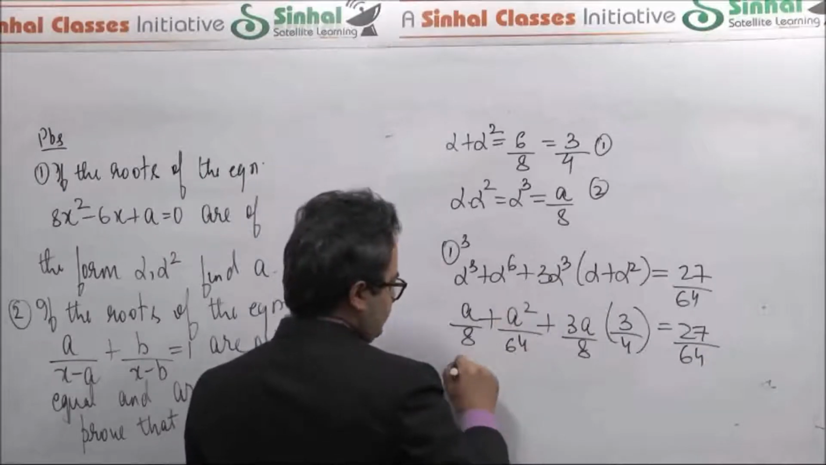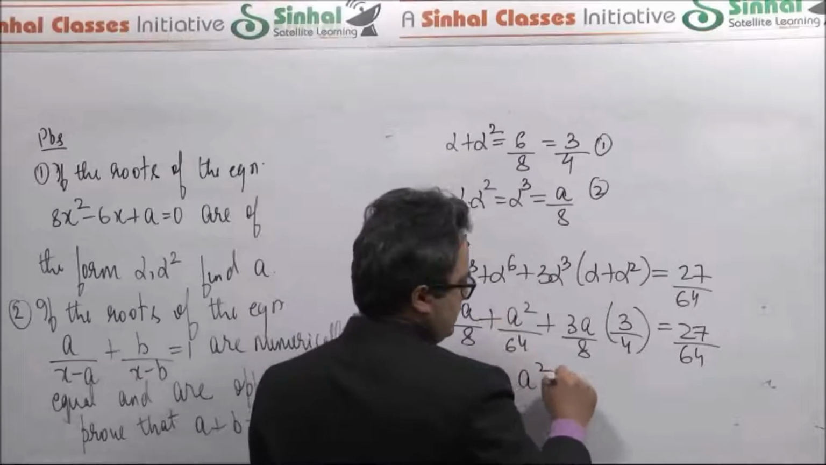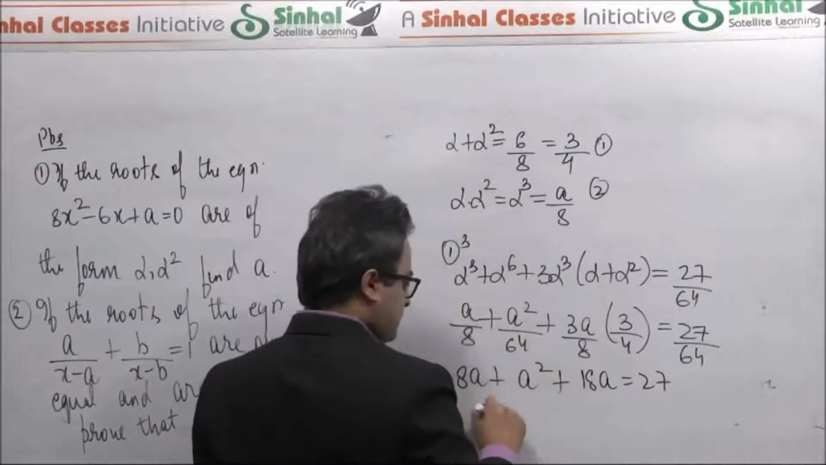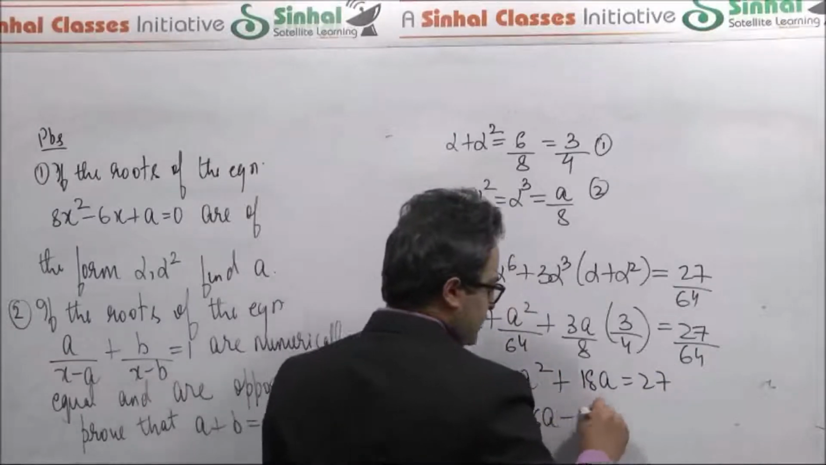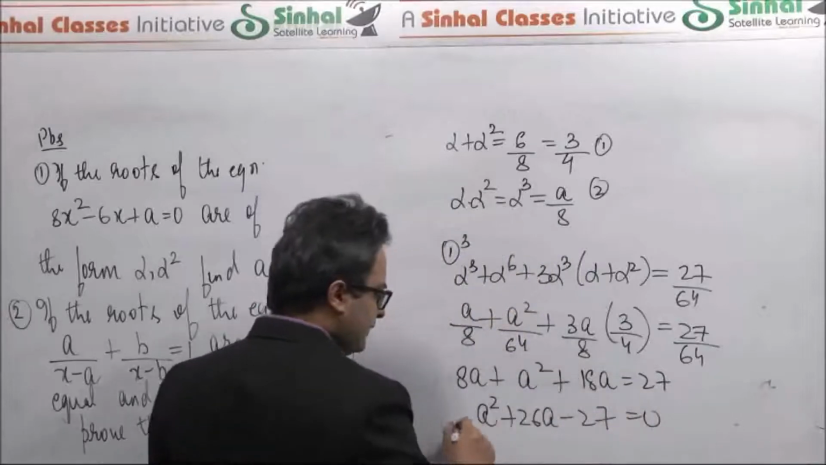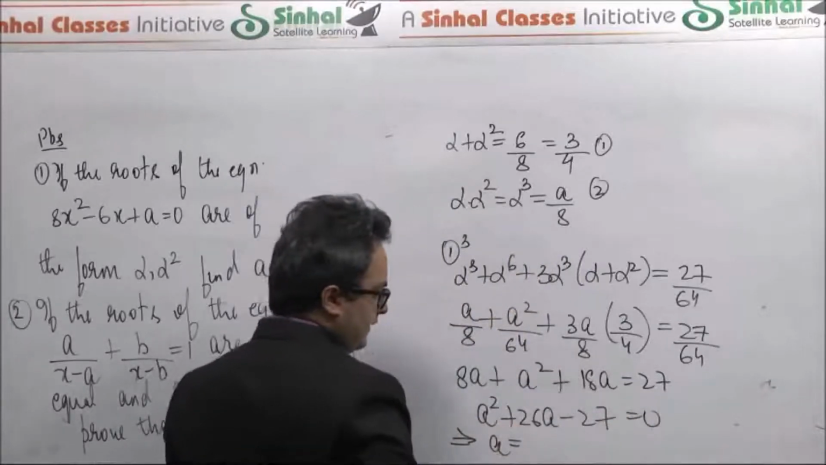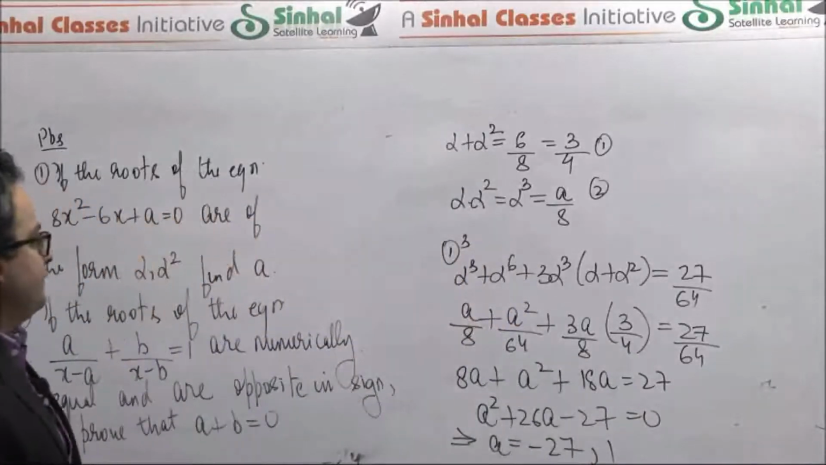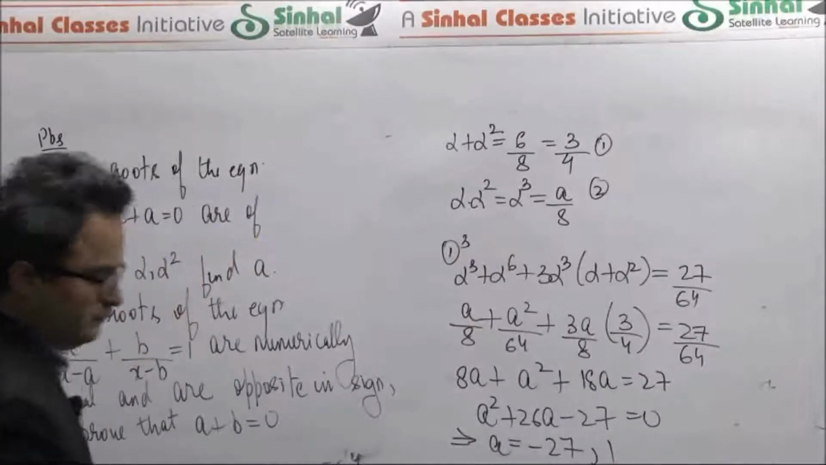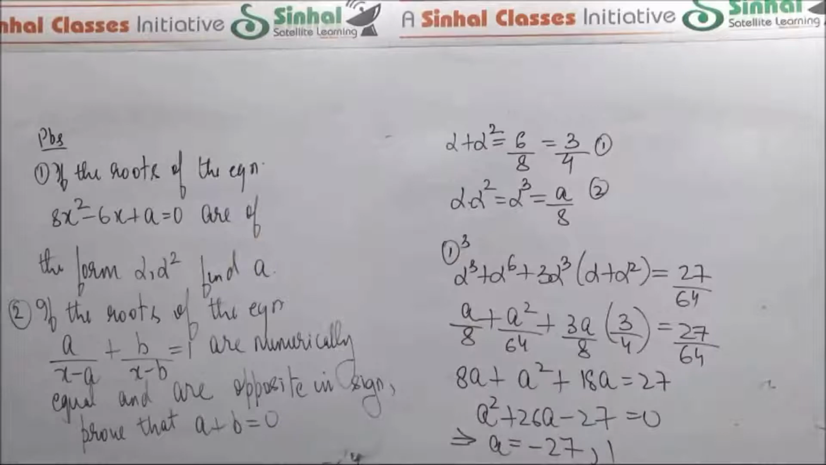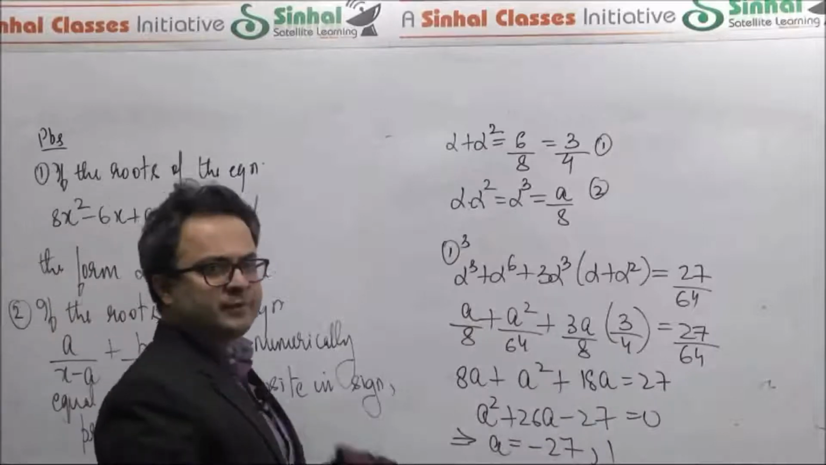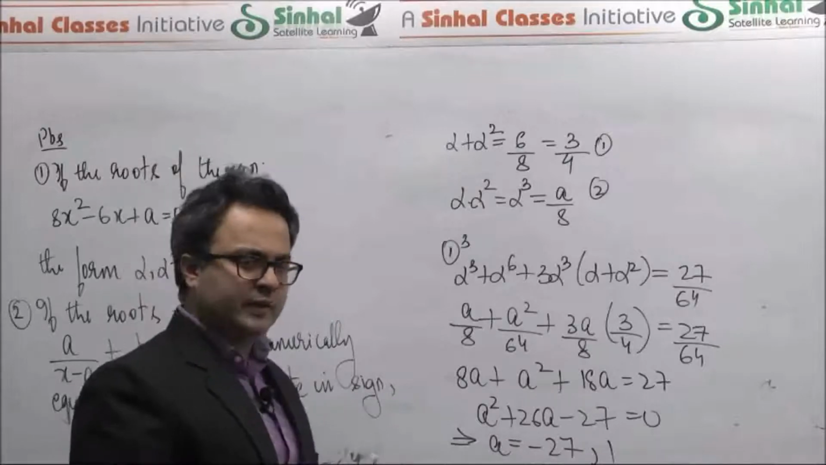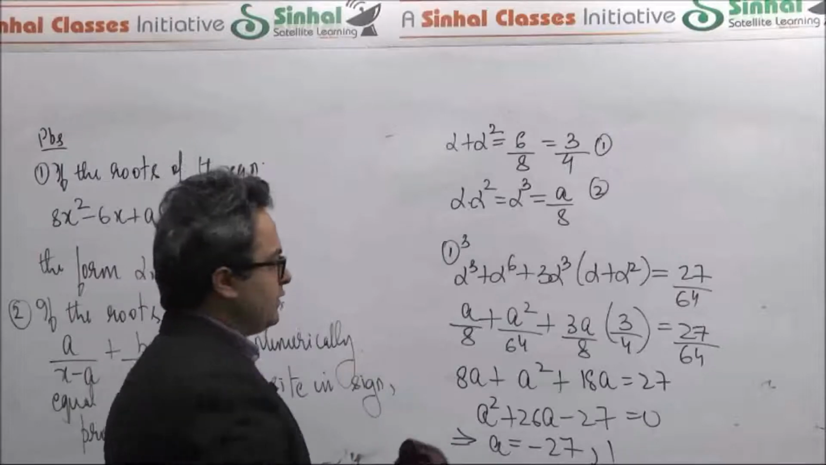So 8a plus a square equals 27. A square plus 26a minus 27 equals 0. So it's a simple quadratic; you can factorize it and get the value of a as minus 27 or 1. Again, we used the sum of the roots and product of the roots relations, we got two equations involving alpha, eliminated alpha from both the equations, got the quadratic in a, and solved for a.